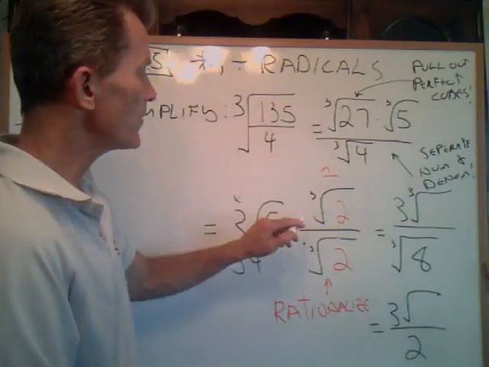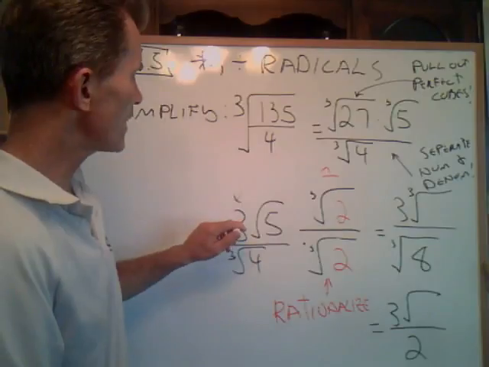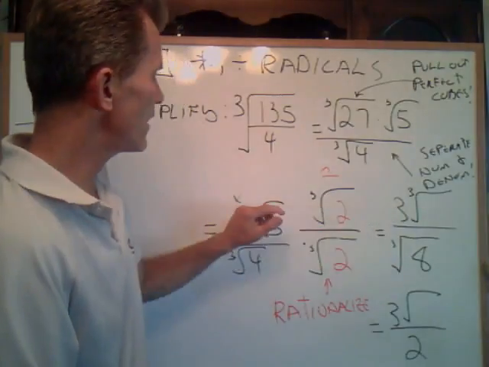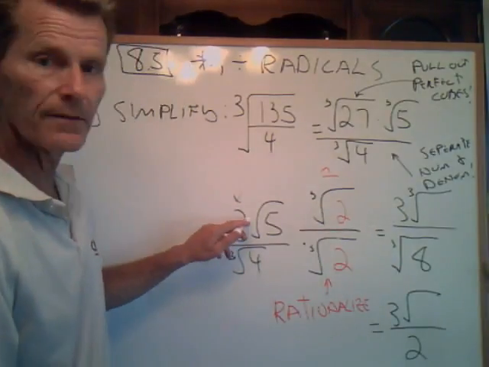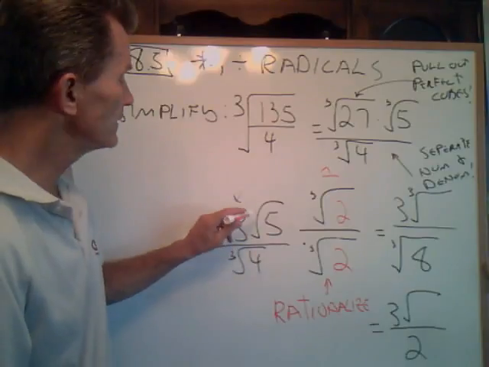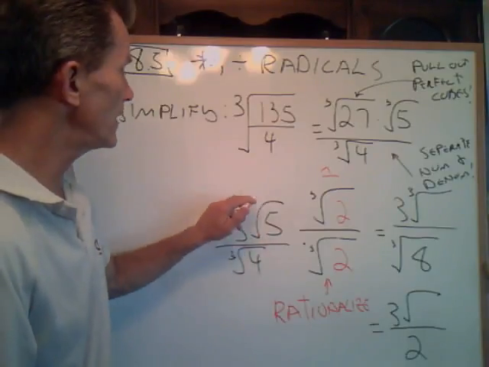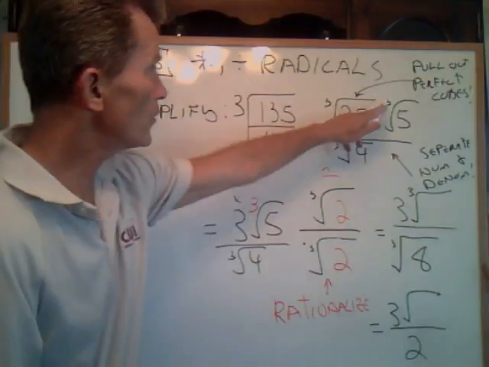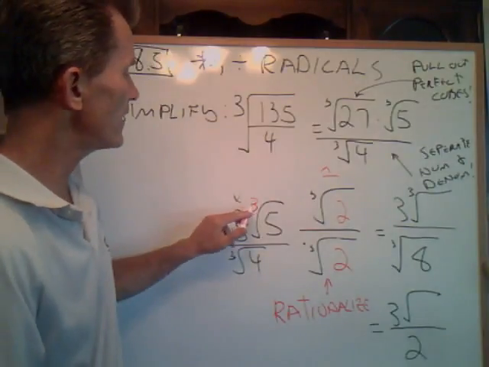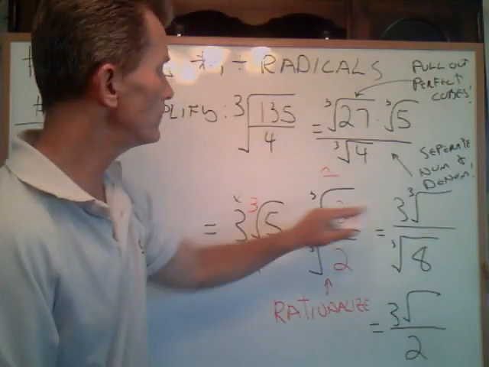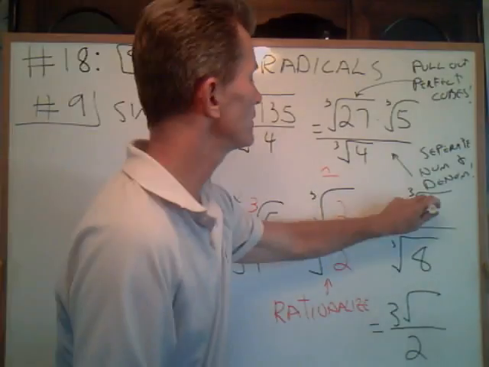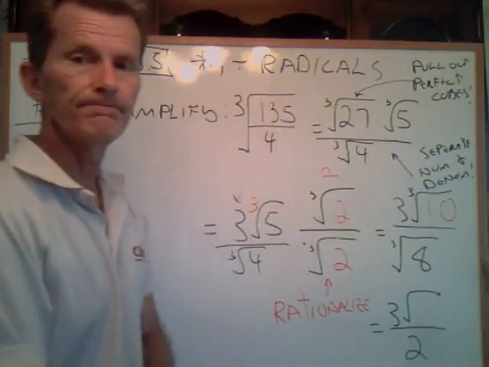Now what's going on up here, class? I have 3 times, I brought it in there, and oops, look at the mistake. I have to follow my actions here. That's not the square root of 5, right? It's supposed to be the cube root of 5. Okay, now I've got the cube root symbol. 5 times 2 is 10.